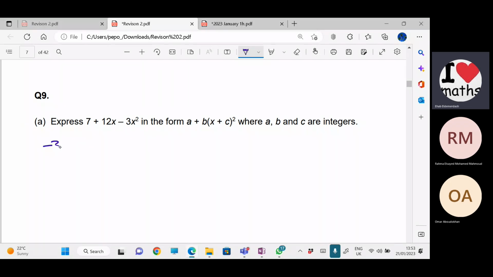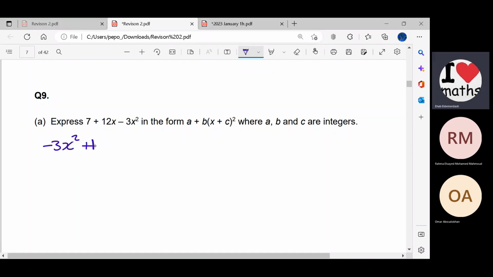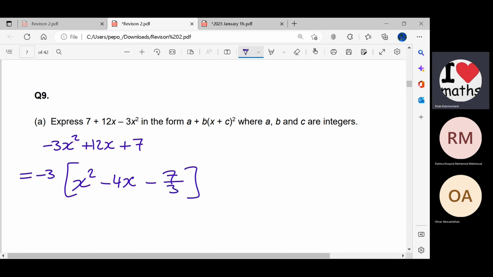I just went through negative 3x squared plus 12x plus 7. What I have to do is take the negative 3 outside. So what's the remaining? x squared minus 4x minus 7 over 3. Am I right? Have a look. My first step is to reorder it. We have to rearrange it, so we can write it as negative 3x squared plus 12x plus 7.